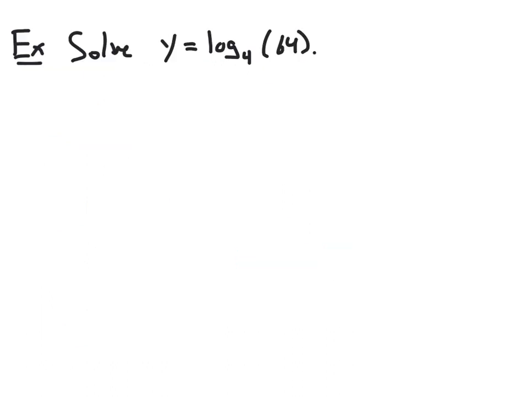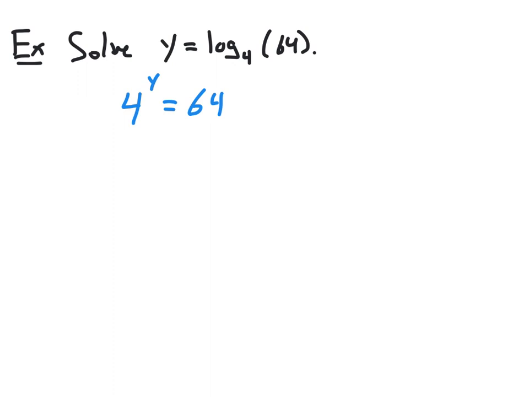So let's take a look at a couple more formal examples. Here we're given an equation, y equals log base 4 of 64, and asked to solve the equation. In other words, we want to find the value of y that makes this equation true. In order to do this, we approach it just like we did before on the previous slide, and we're going to convert this equation to one in exponential form. When we do that, we get 4, the base, raised to the value of the logarithm, which is y, equaling 64. So we need to solve the equation 4 to the y equals 64.